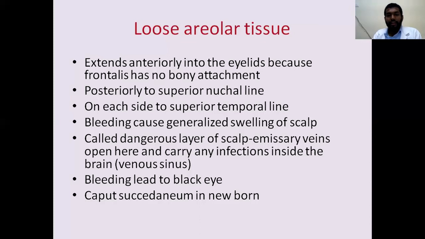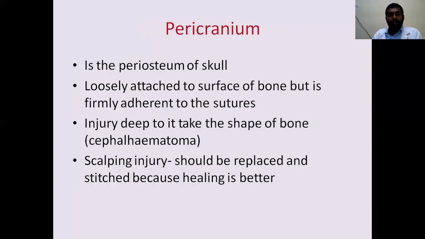Now, caput succedaneum is seen in newborns. It is not a pathological condition. It is a transient condition that happens during birth, and it subsides on its own after a few days to weeks. What is the pericranium? It is the periosteum of the skull. It attaches loosely to the surface of bone but is adherent to the sutures, that is the sutural lines of the skull. Injury deep to it takes the shape of the bone. A scalping injury should be replaced and stitched because healing is better when we intervene.